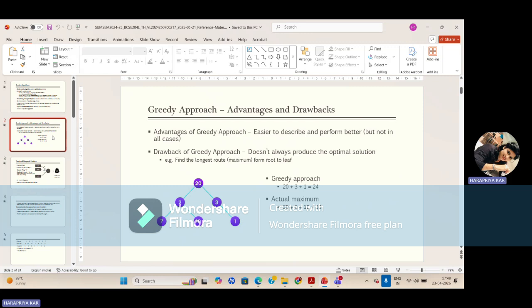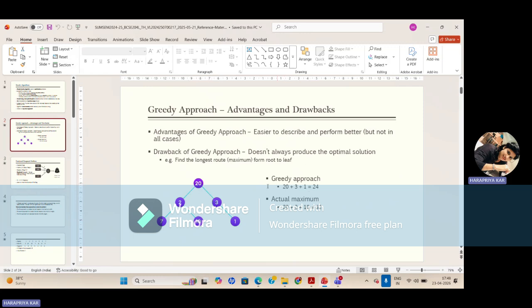But the actual maximum is 20 plus 2 plus 10. Here you can easily see 20 plus 2 plus 10. So the actual maximum is 32, but the greedy approach gives 20 plus 3 plus 1. Okay. So if you solve this one example, you can easily understand how the greedy approach works and how the actual maximum distance differs if you choose the greedy approach.